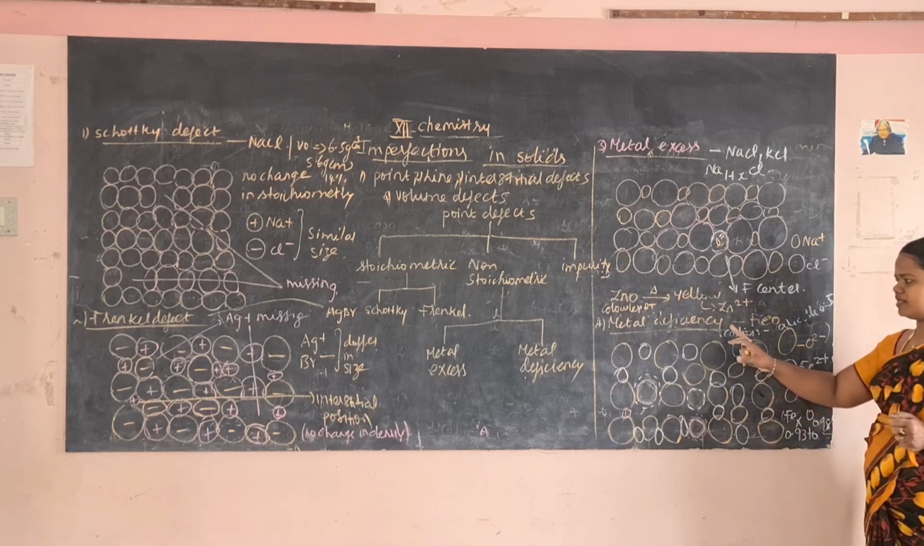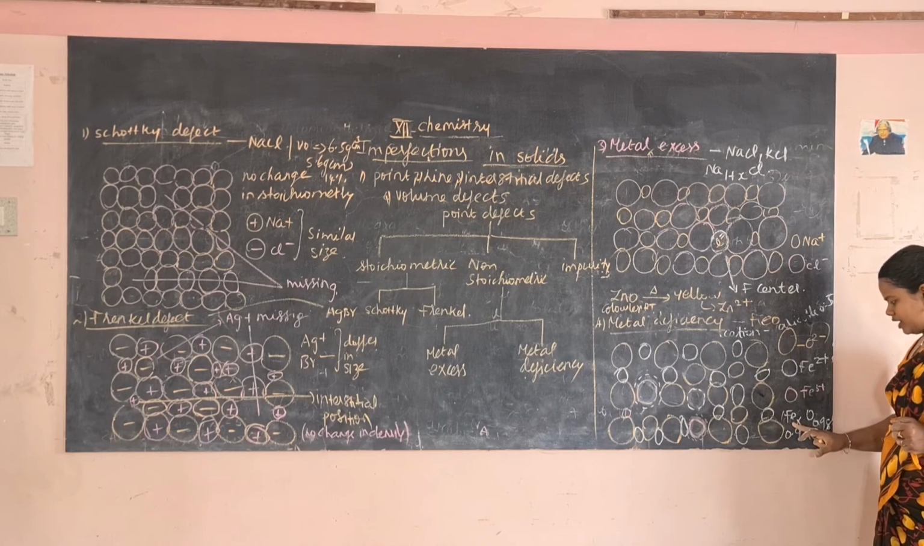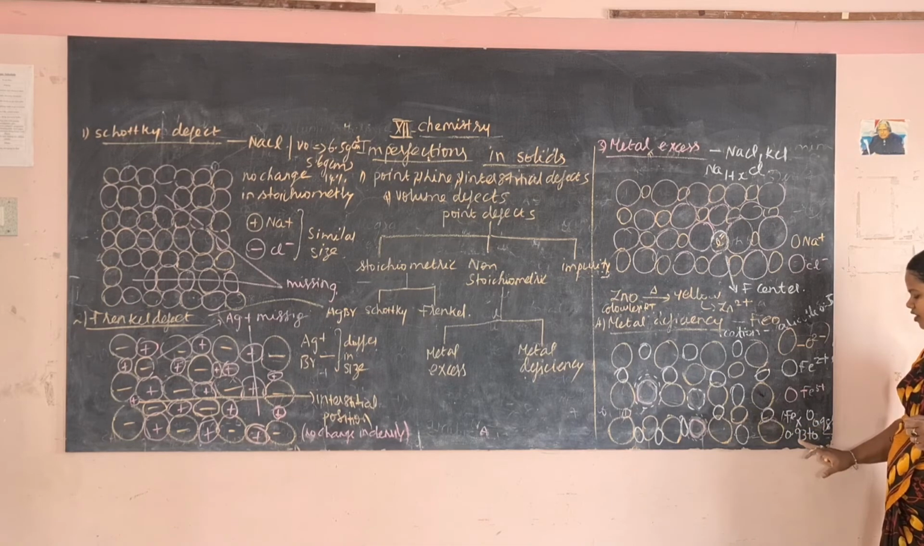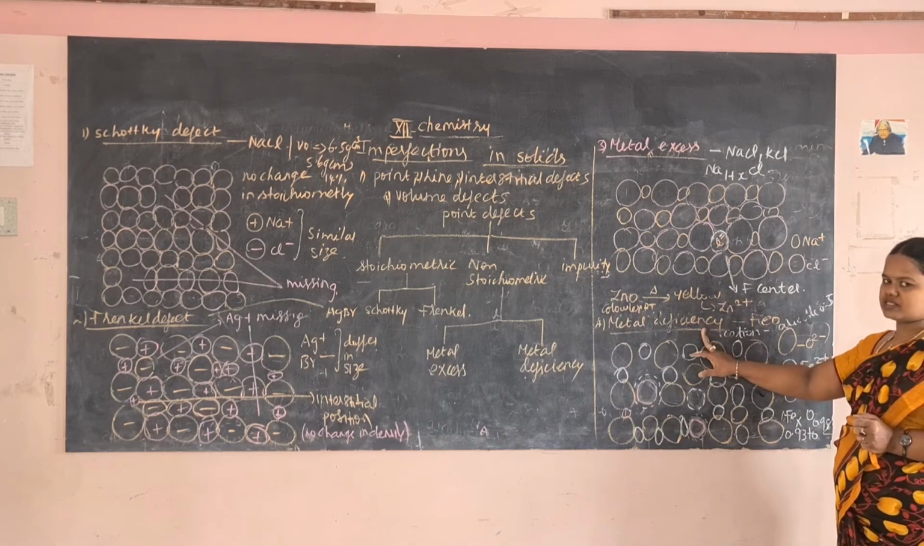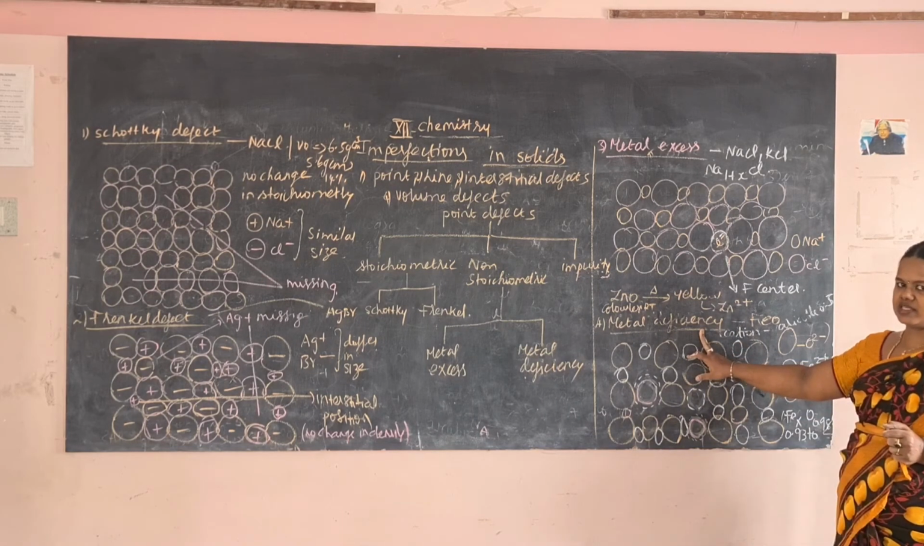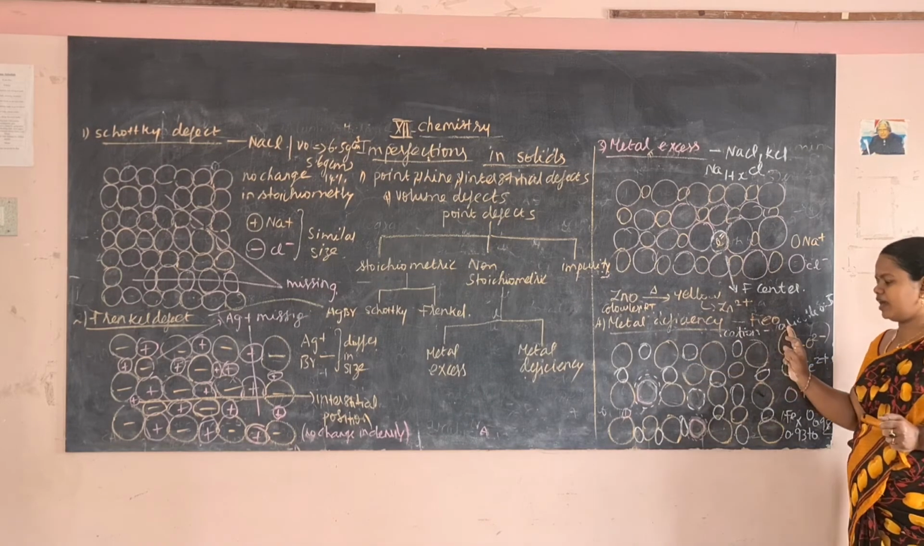So this is known as metal deficiency defect. So here in metal deficiency defect, it can be written as FeXO, where X ranges from 0.93 to 0.98. Again I will tell, this defect occurs when the cations are present in variable oxidation state. Example for metal deficiency defect, iron oxide.